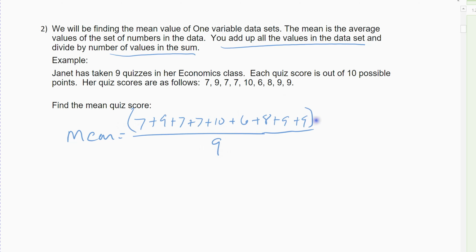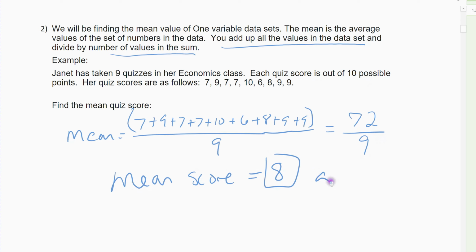So this would be the sum of all of our quiz scores. And then we divide by 9. So when you add all of those up, I believe it adds up to 72. All right, so 72 is the sum of all of her scores. There were 9 of them, and so the average would be taking the 72 divided by 9. And so her mean score is an 8.